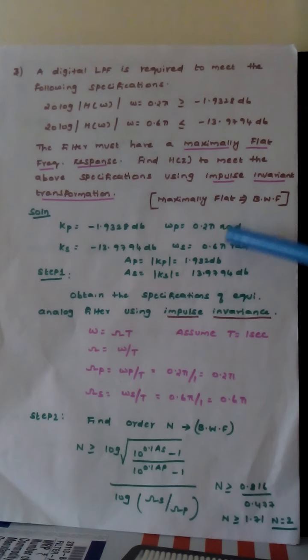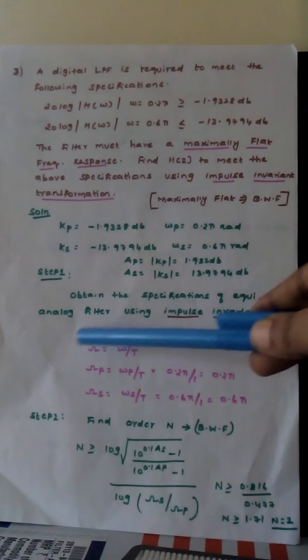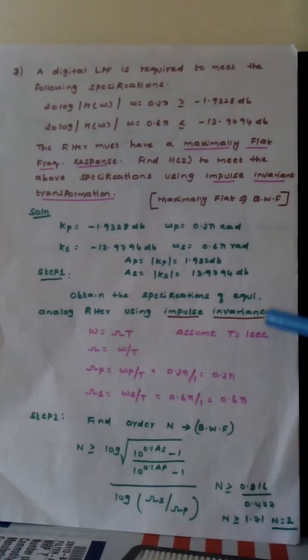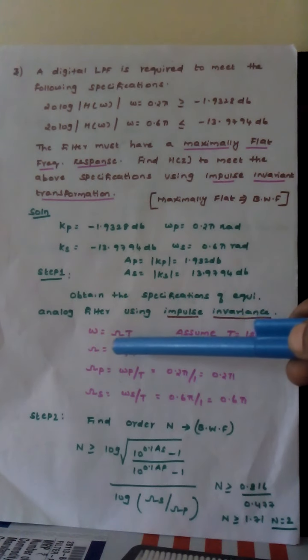So this is a digital frequency. We have to convert it into the equivalent analog filter using impulse invariant. So impulse invariant is omega equal to, it is omega into T.